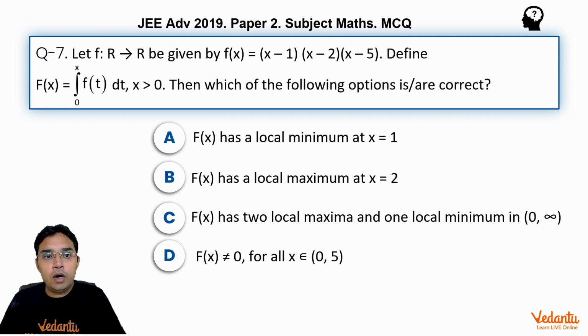Let f: R to R be given by f(x) = (x minus 1)(x minus 2)(x minus 5). Define capital F(x) equal to the integral from 0 to x of small f(t) dt, for x greater than 0. Then which of the following options are correct? Capital F(x) has local minimum at x equal to 1. Capital F(x) has local maximum at x equal to 2. Capital F(x) has two local maxima and one local minimum in (0, infinity). And F(x) is not equal to 0 for all x belongs to (0, 5).